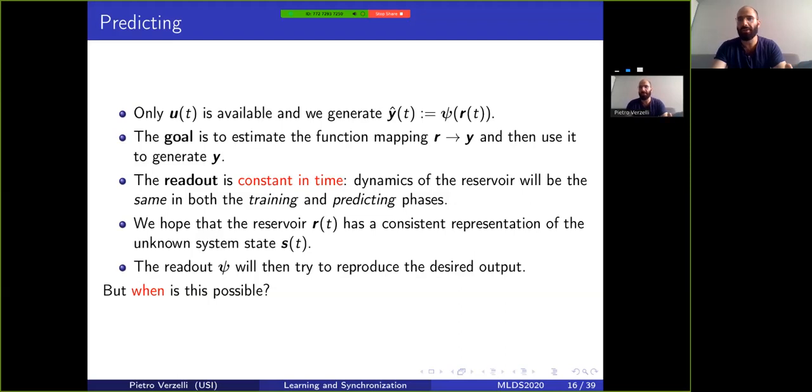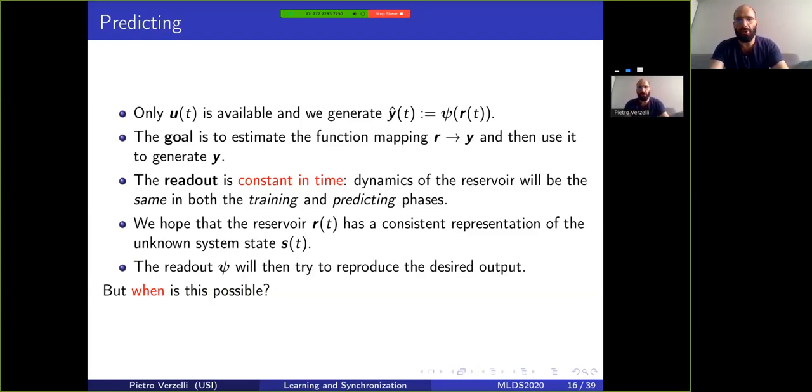And we hope that this relation is rich enough for the readout side to read it and reproduce the desired output. Okay, so all the dynamics are encoded in the reservoir, and we hope that the reservoir is a complex, maybe nonlinear representation of the true state of the system. That's what we hope, because otherwise there is no hope in generating any signal, because the readout is a static function. The readout just reads a state and produces the next one.